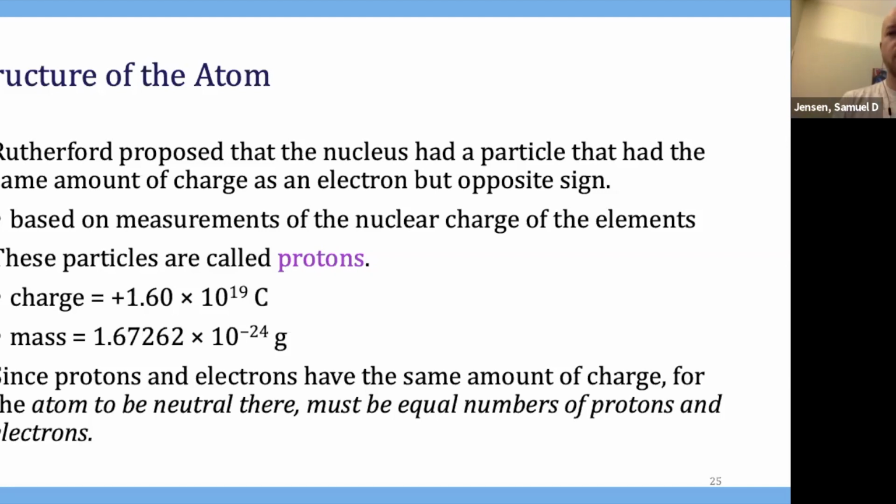So since atoms were neutral, right, we already knew there had to be positive and negative. As soon as there was a negative, there had to be a positive. It's just that it was unclear how big the positive had to be, right? So this experiment elucidated that the positives were very big, that it was not a dispersed field or cloud like the electrons.